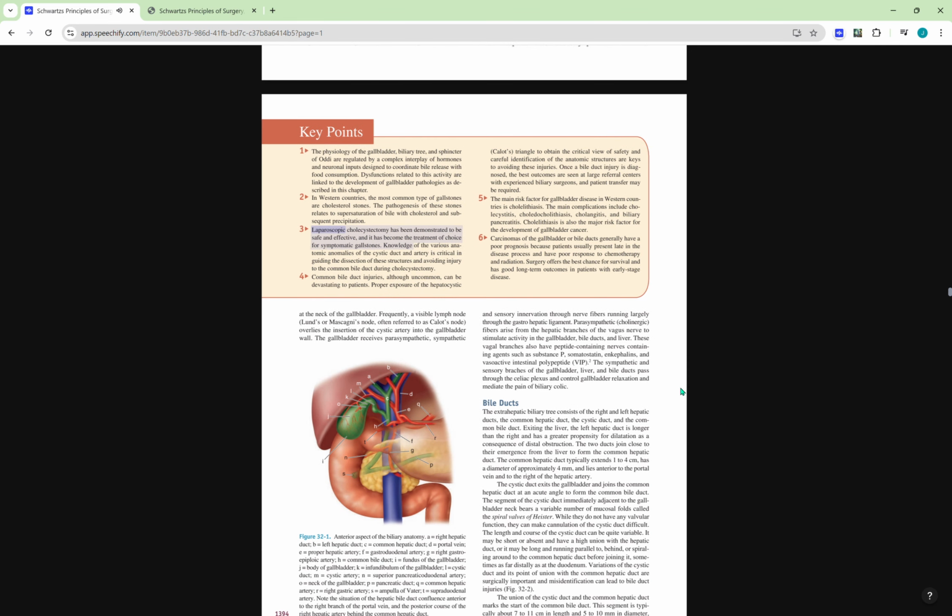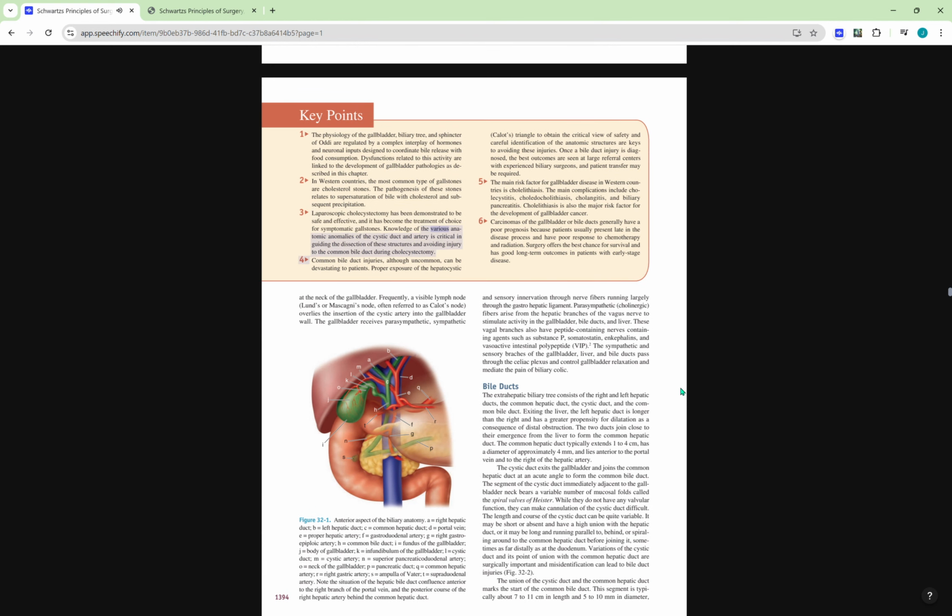3. Laparoscopic cholecystectomy has been demonstrated to be safe and effective and it has become the treatment of choice for symptomatic gallstones. Knowledge of the various anatomic anomalies of the cystic duct and artery is critical in guiding the dissection of these structures and avoiding injury to the common bile duct during cholecystectomy.